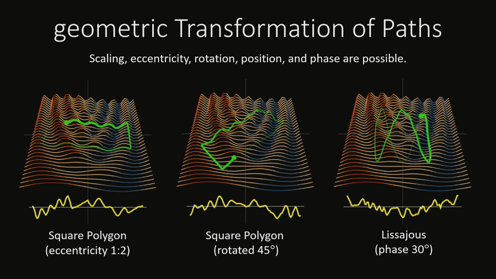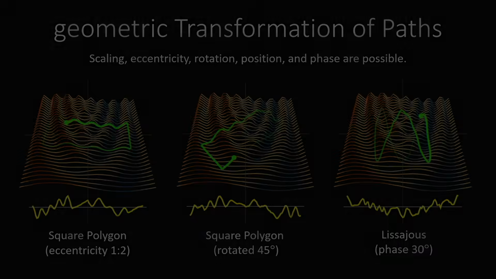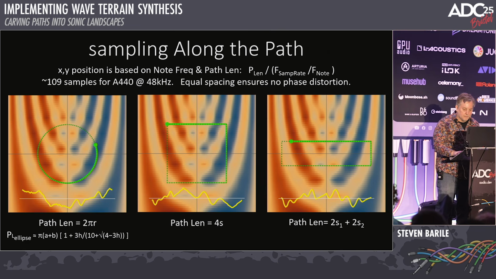Okay, also the paths can be affine transformed. So this was a square path, and it's squished. Once you squish it and it has eccentricity, then you can rotate it. And also for the Lissajous ones, we have a knob for phase, so it gives you that classic spinning oscilloscope thing. And I'll show you all these in a second.